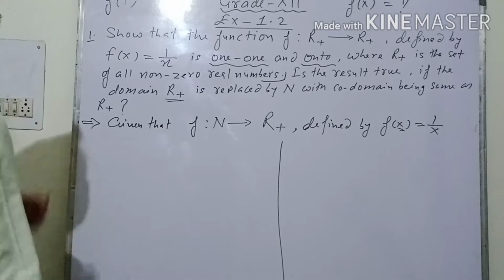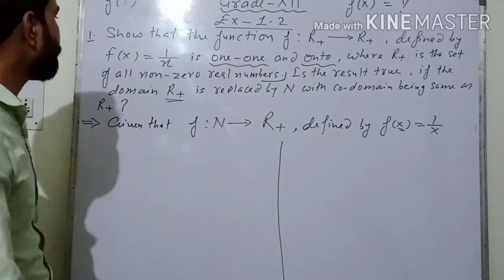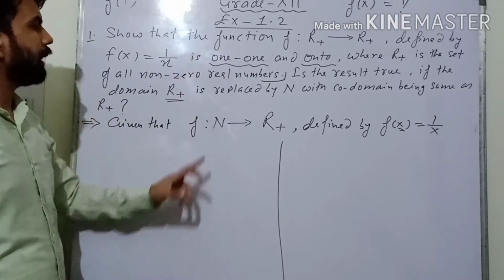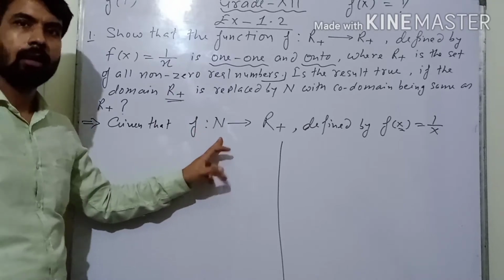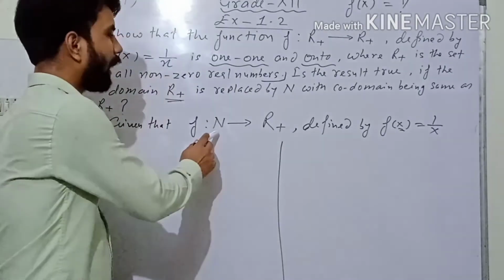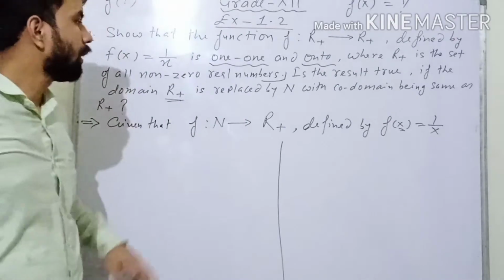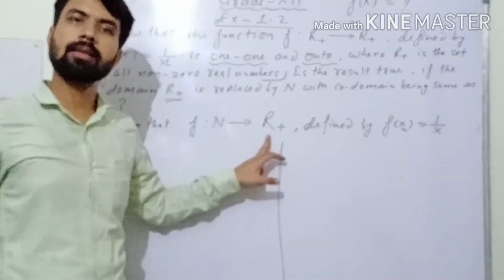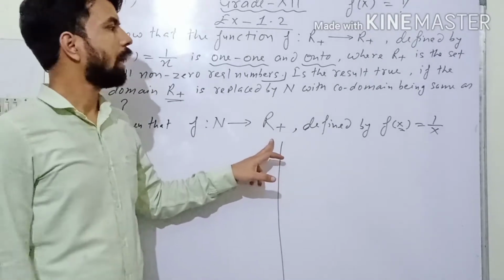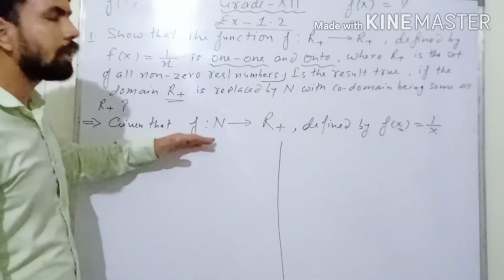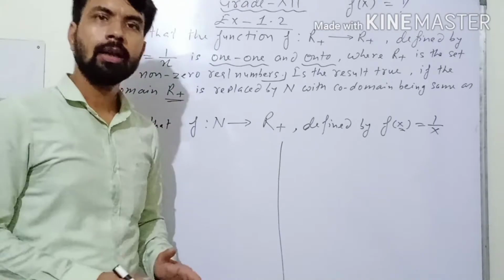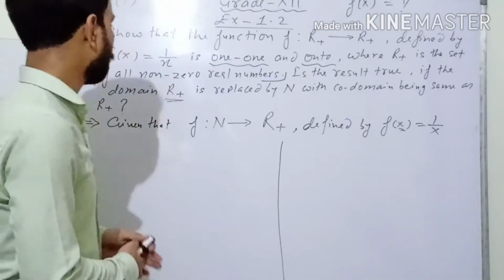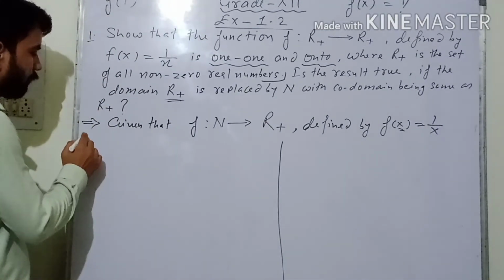Okay students, now for the second part, the question is saying if we replace its codomain by N, now the function is from N to R positive. Now beta, domain is a set of all natural numbers and codomain is a set of all real numbers, and we have to check now whether this function is 1-1 and onto or not. So first I will check 1-1.